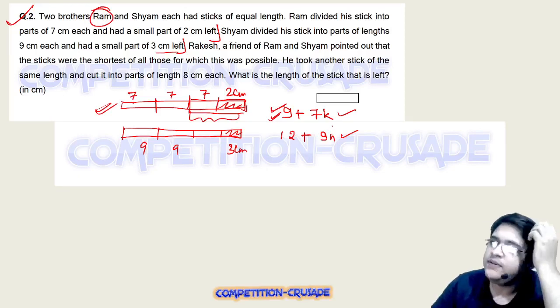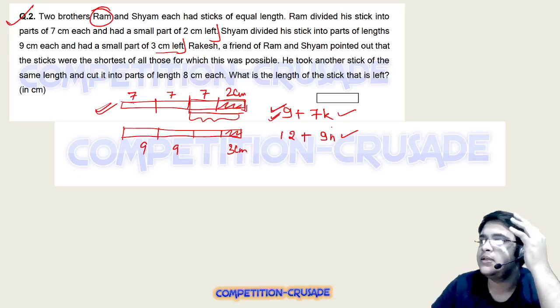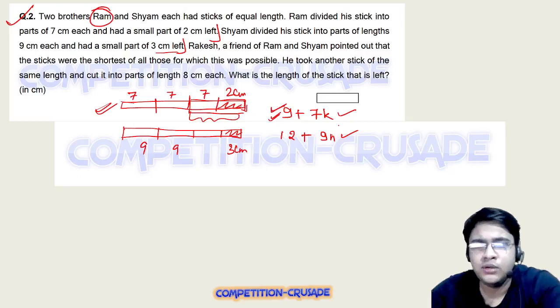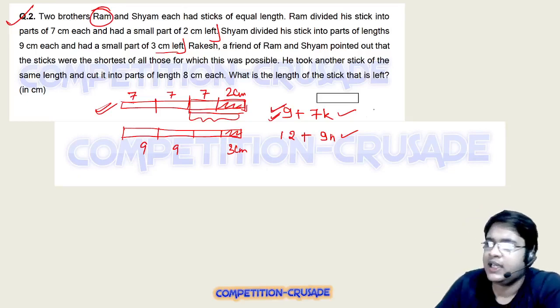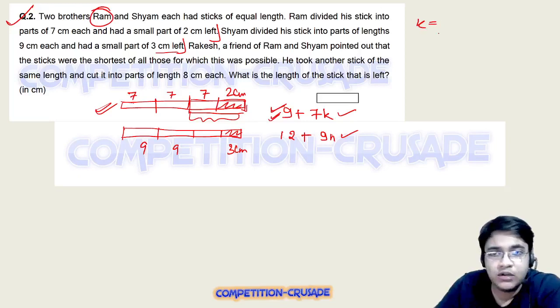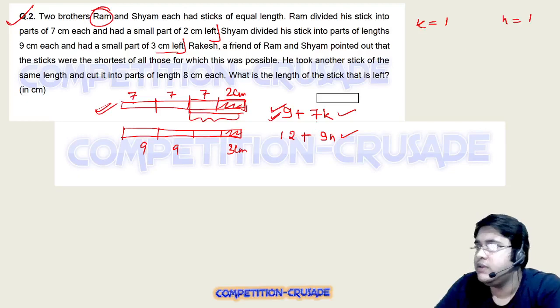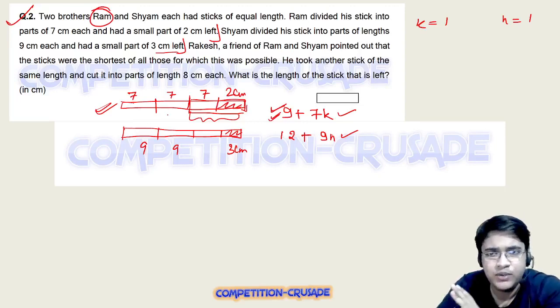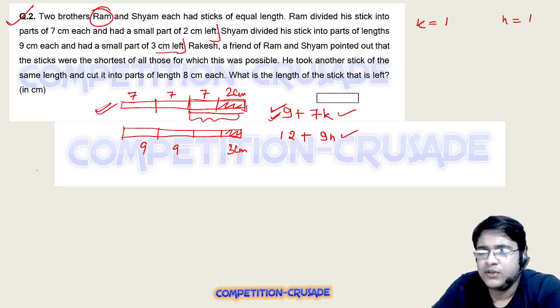But what if we take some numbers for k and n? Obviously k cannot be 0, so k is equal to 1 and n is equal to 1. We will substitute k equal to 1 and n equal to 1, and there will be a value which will be equal for both, because ultimately the length is the same, right? I hope you understand that much. See guys, the idea is, again, let me give you some context.